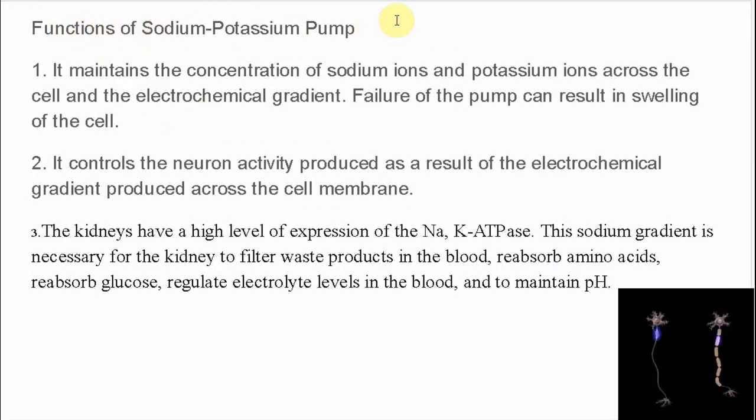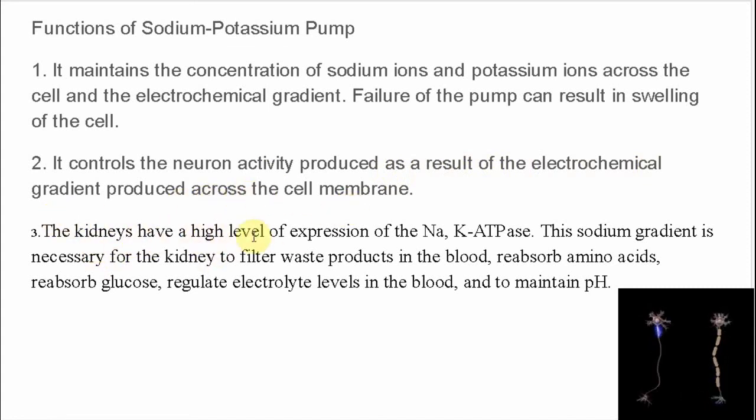About the function of the sodium potassium pump, it helps to maintain the concentration of sodium ions and potassium ions across the cell and the electrochemical gradient. The failure of this pump will result in swelling of the cell. It controls neuron activity produced as a result of the electrochemical gradient across the cell membrane.